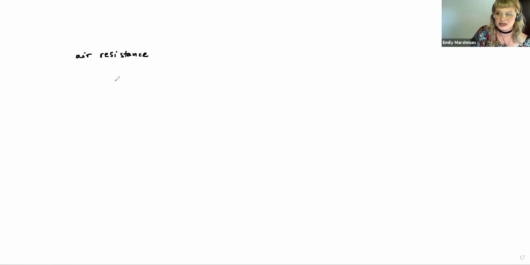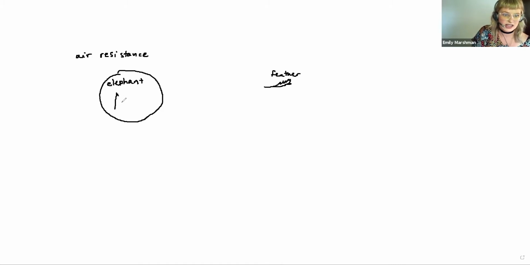So let's compare two very extreme things. Let's suppose this is a huge elephant, and let's suppose this is a tiny feather. Elephant has huge mass, feather has very small mass. And let's suppose we drop these two from a high building. Not a good idea, obviously, but hypothetically.